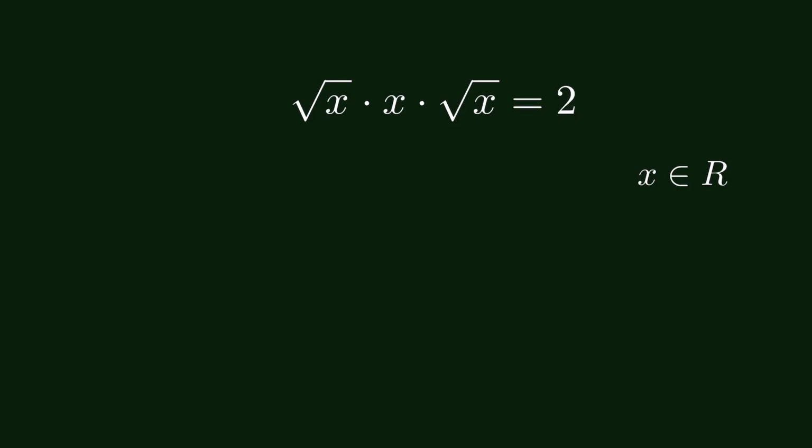Square root of x times square root of x is equal to 2. We have to find the solution for x where x is a real number.